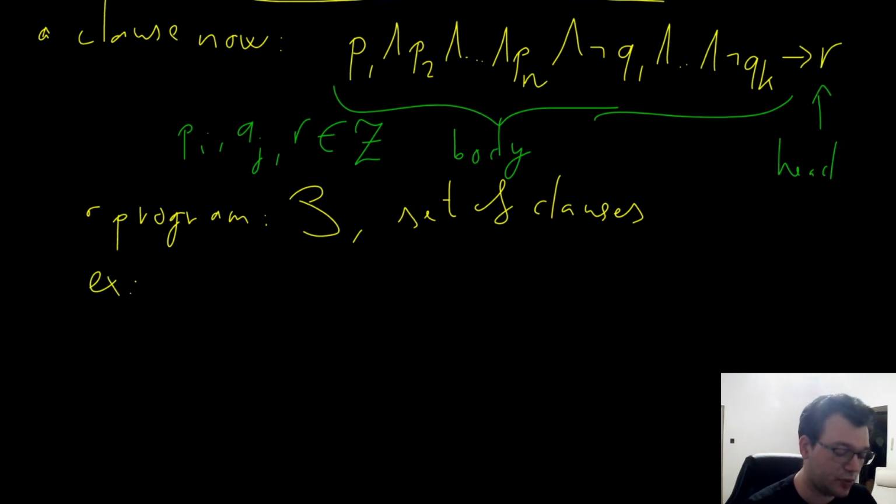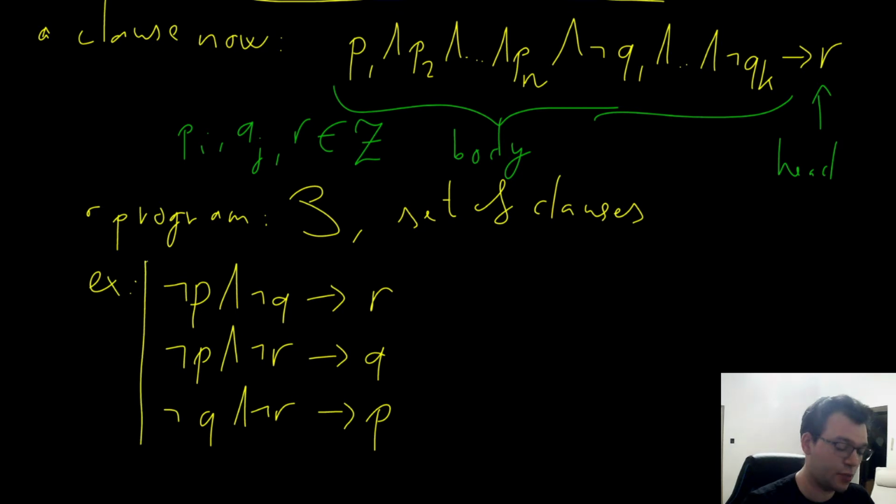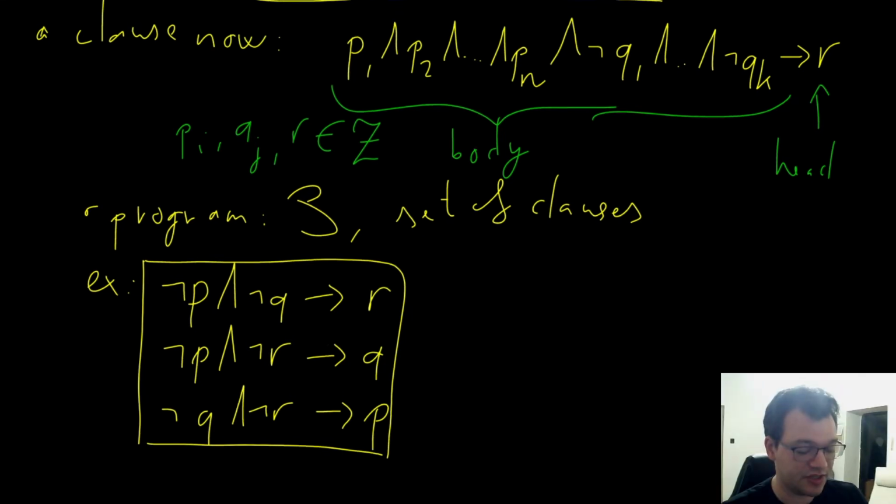Example 1: I have three variables P, Q and R and three clauses: not P and not Q implying R, not P and not R implying Q, and not Q and not R, guess what, implying P. So that's one program. Now the question is, what semantics should we associate with this program?